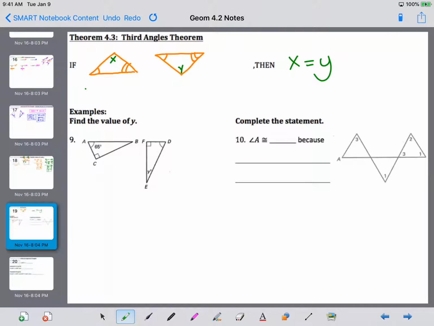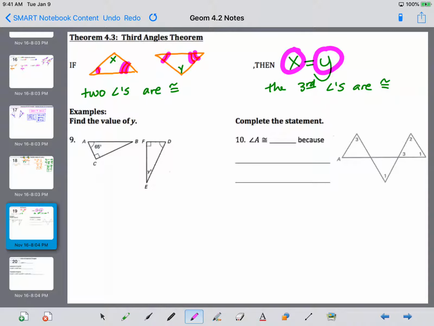So in words, it's just saying if two angles are congruent, so that means this angle and this angle are congruent to this angle and this angle, then the third angles are also congruent, which we called x and y. All right, we might use that theorem in a moment here. Actually, we're going to use it right now.